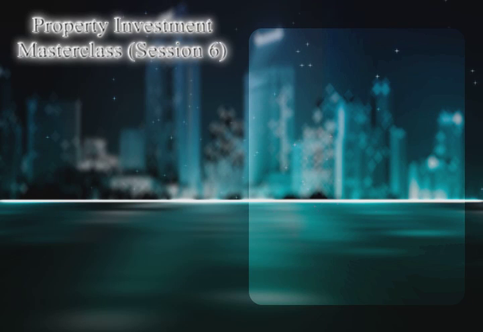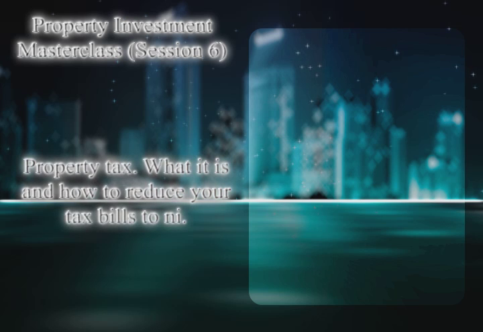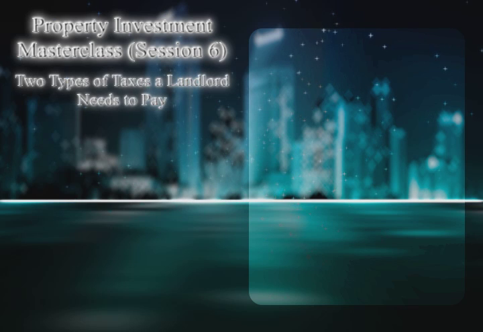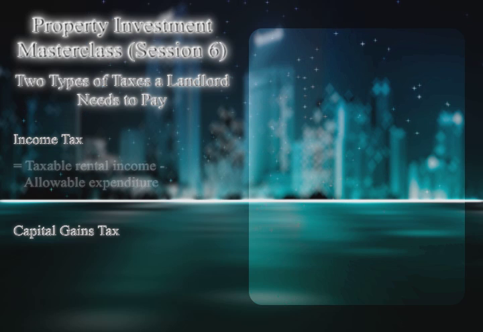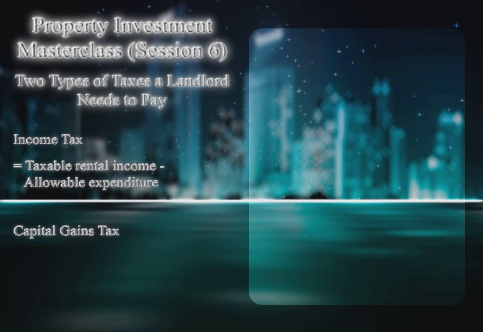Okay, welcome to CD number 6, property tax, what it is and how to reduce your tax bills to nil. So first of all, define what sort of taxes you have to pay as being a landlord. There are two types of taxes: income tax and capital gains tax. Income tax is defined as taxable rental income less allowable expenditure.